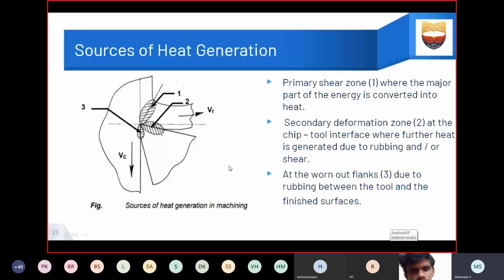So next topic, we go for sources of heat generation. What is meant by heat generation?